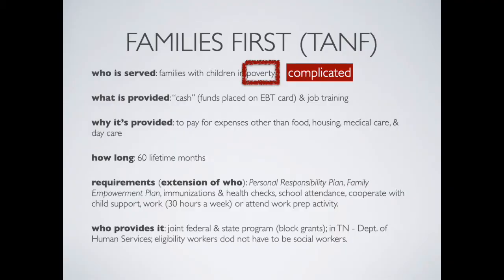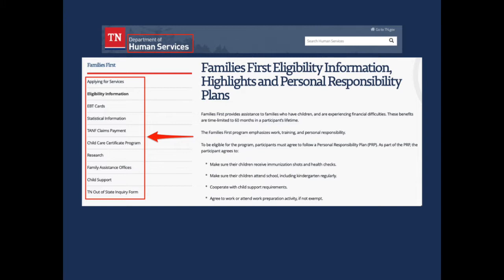When we looked at Families First, we talked about the fact that it's targeted towards families with children in poverty. But defining poverty within this program is pretty complicated, and you'll see what I mean as we go forward here. On the left-hand side of the Tennessee DHS, Department of Human Services, website for Families First, you'll notice that there are resources for applying for services, eligibility, and other information. Some are specific for beneficiaries, and some might be more interesting to other stakeholders who are not direct beneficiaries but are interested in the program in some way.